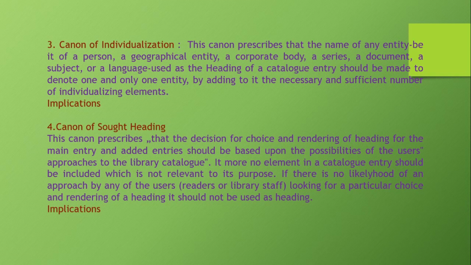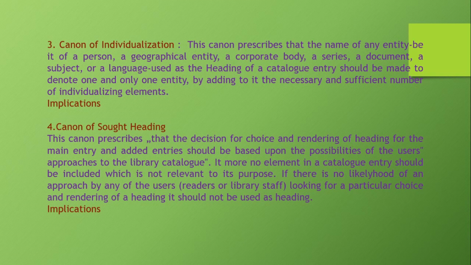Both CCC and AACR 2 have provided rules for individualization. CCC prescribes rules JB32, JB3, JB41 dealing with the individualization of geographical entities. Rule JF5 prescribes year of birth and death as individualizing element after the secondary element of the personal author.